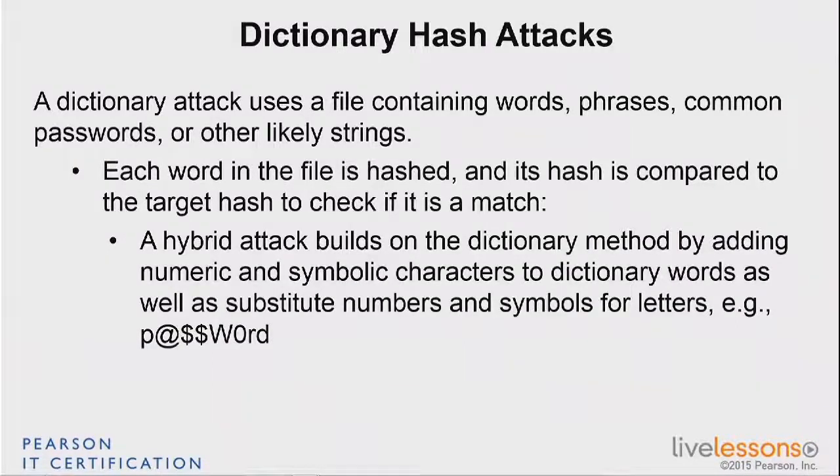A hybrid attack actually builds on a dictionary method by adding numeric and symbolic characters to the dictionary words, as well as substituting numbers and symbols for letters. So for example, the word password might become $, capital W, 0, RD. Again, the goal of the dictionary attack is to take all of these words and hash them. We'll get the hash output, compare it against the target hash output, and if one's the same, we'll know what the original information was. Very often, dictionary hash attacks are used against password repositories.